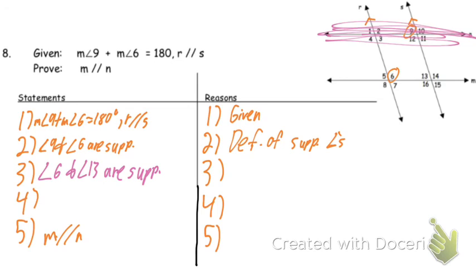Definition of supplementary. Nope. We're not told they add up to 180 first. What kind of angles are these? Same side. Same side interior angles. They're on the same side of this transversal M. They're both on the top, and they're both interior of the two parallel lines. So the same side interior angles theorem tells us, hey, those are supplementary. So you know angles 6 and 13 are supplementary as well.